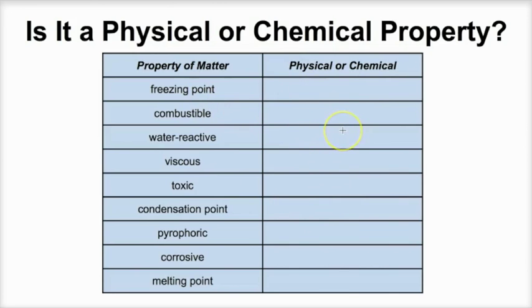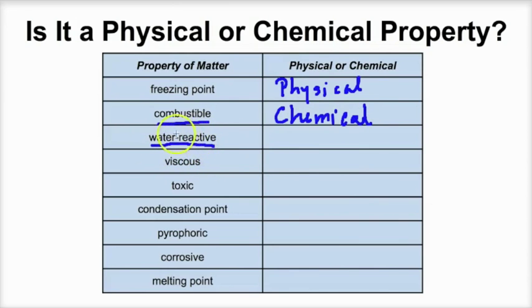So freezing point, like we just got done saying, that's going to be a physical property of matter. That's not telling us how that substance is going to change chemically, right? If something is combustible, well, that's going to be a chemical change, right? If we said that oxygen is combustible, that tells us that oxygen over time is going to change to carbon dioxide and water vapor, right?